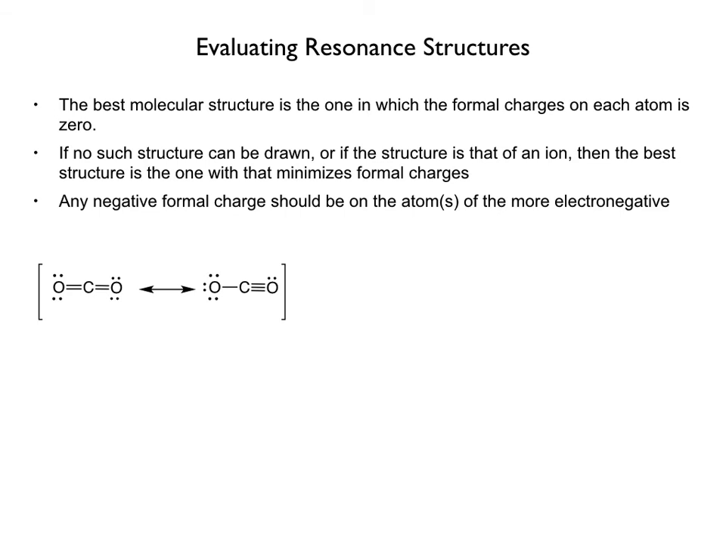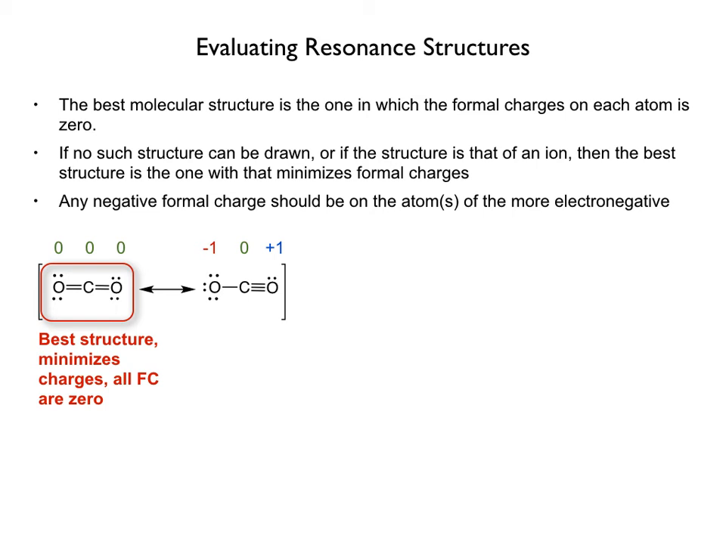So if we go ahead and assign formal charges, what we see is that the structure on the left, all of our formal charges are 0. On the right, we have a -1 on the oxygen, a 0 on the carbon, and a +1 on that other oxygen. So here we can see the structure on the left is better because it's minimizing our formal charges. All of the formal charges are 0.